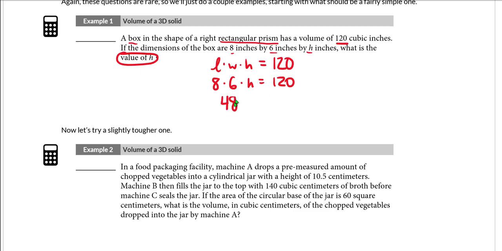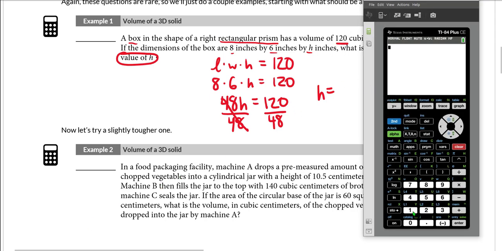8 times 6. I can use my calculator here. I'm going to do 8 times 6 in my head, even though most of the time I encourage you to use the calculator, whether you think you know something in your head or not. The 48s there will cancel. I get h equals 120 divided by 48. I could start reducing that on my own, but I'm going to go ahead and type that in the calculator. 120 divided by 48, and I get 2.5.